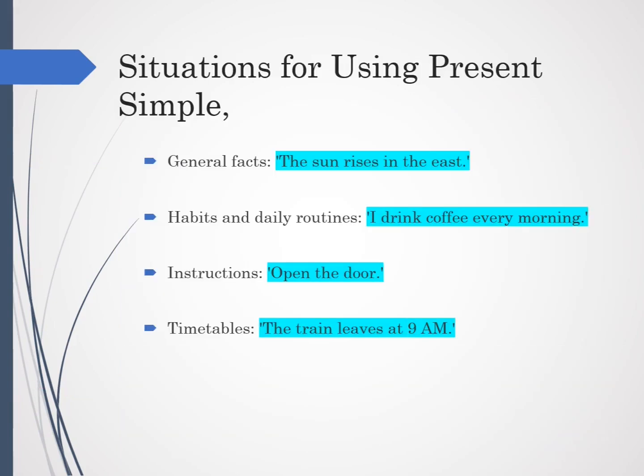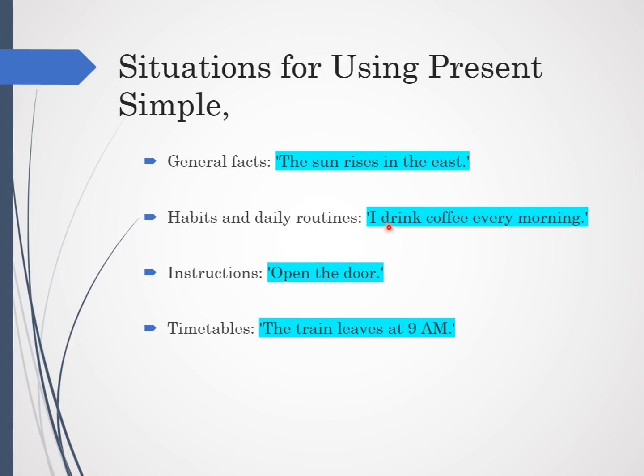Some situations for using present simple. First, general facts we have talked about before. The sun rises in the east, and this is a fact. We cannot change it. Second, we have habits and daily routines. Also, this we have talked about. I drink coffee every morning. So that means every morning I wake up, I drink coffee.